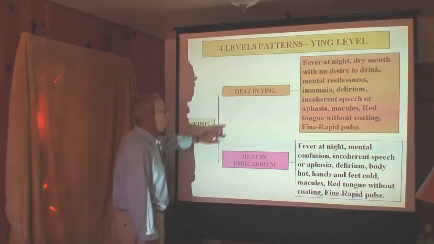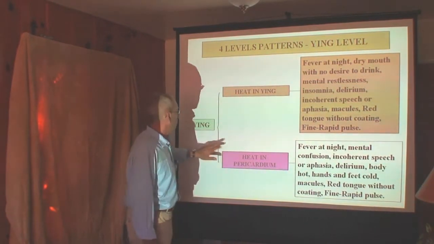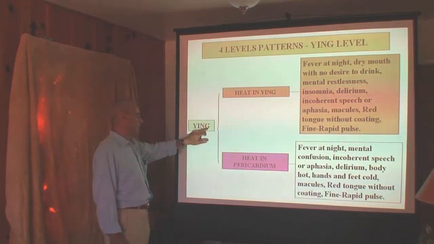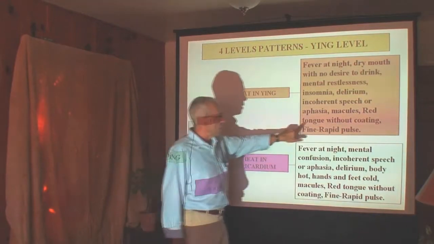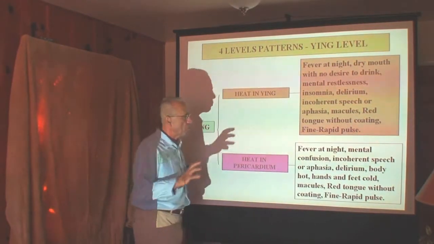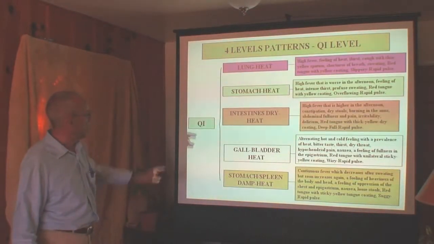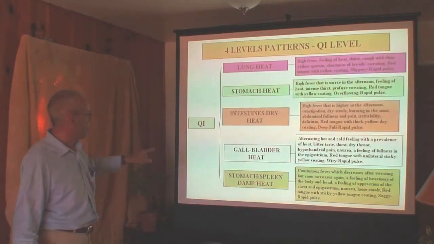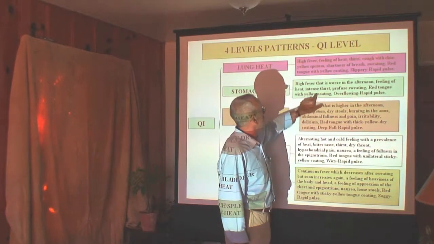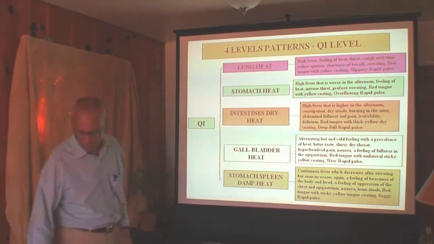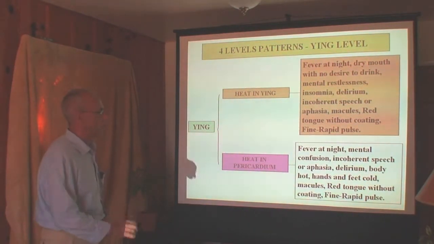So here, the heat has become very intense and is burning the yin at the Yin level. The heat is burning the yin, and the tongue is red without coating. That's probably the most fundamental, important sign of difference between the Qi and the Yin level. At the Qi level, the tongue is red with a thick yellow dry coating, like that. At the Yin and blood level, the tongue is red without coating. And it's very easy to see, a very, very important symptom.